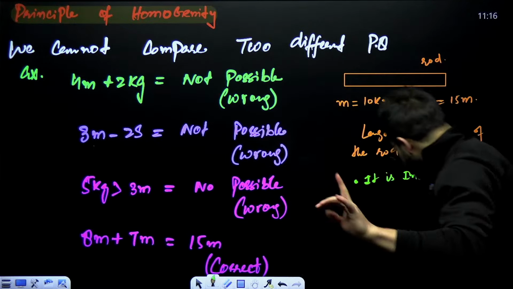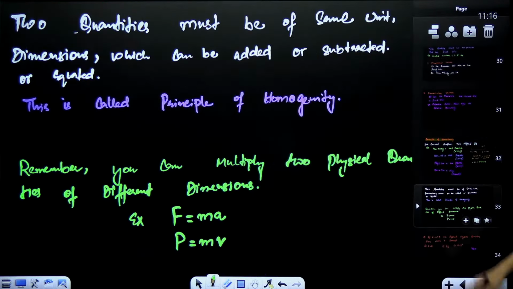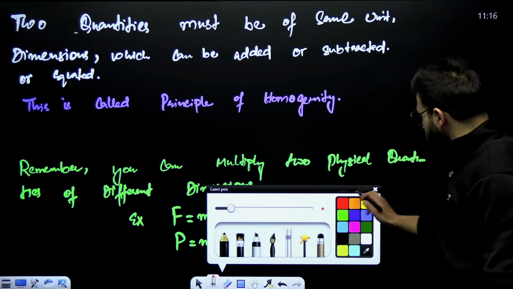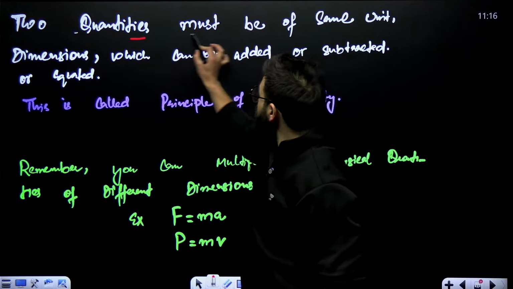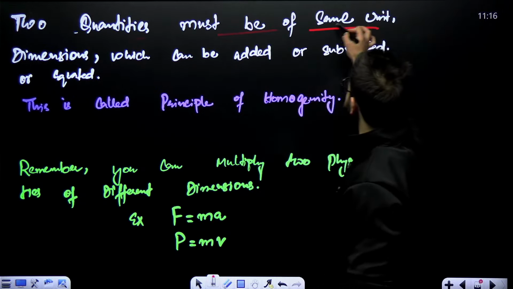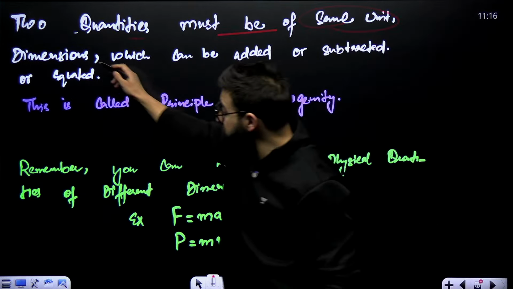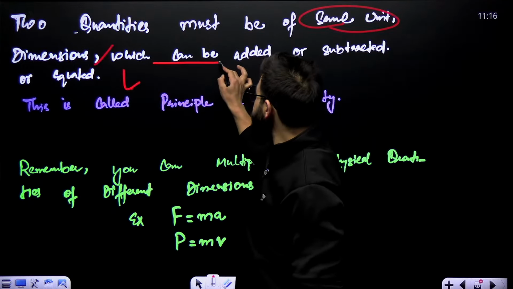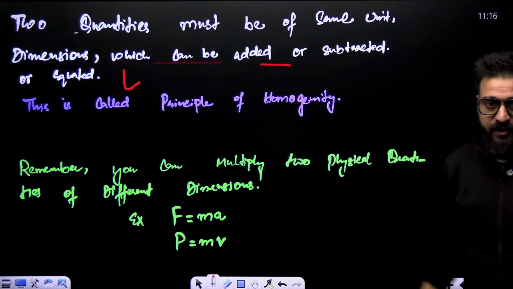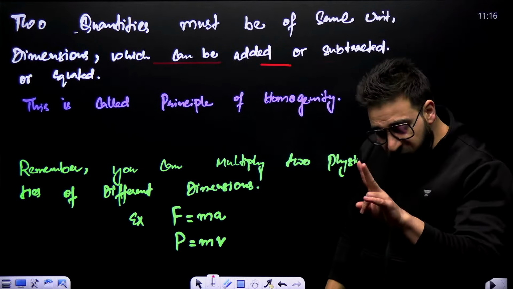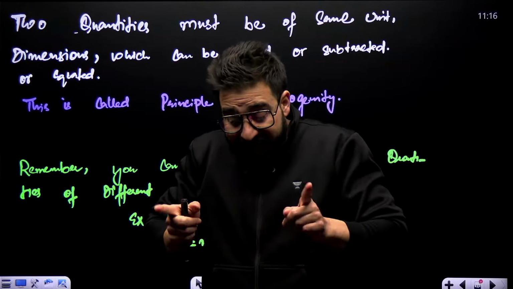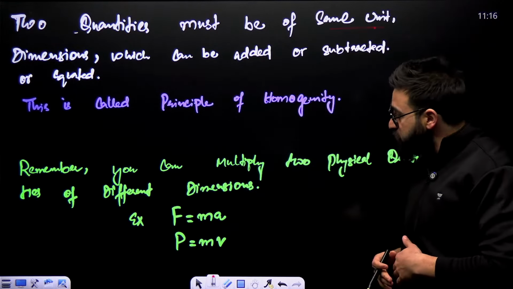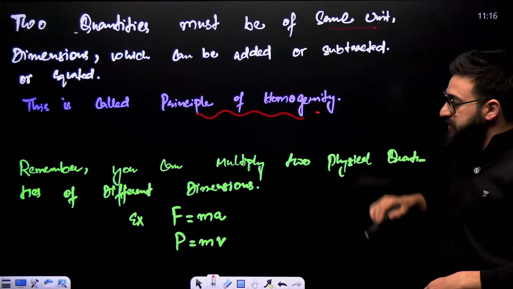But my dear friends, one more thing I just want to mention. This principle of homogeneity also says that two quantities must be of the same unit and dimensions, like length, which can be added, subtracted or equated. The two physical quantities which you want to compare, add, subtract or equate must have the same units and dimensions. This is called the principle of homogeneity.